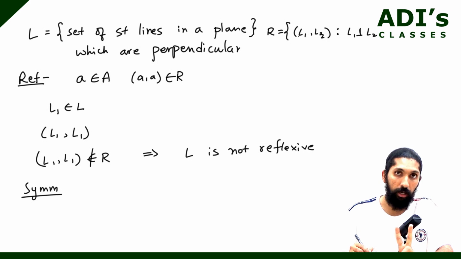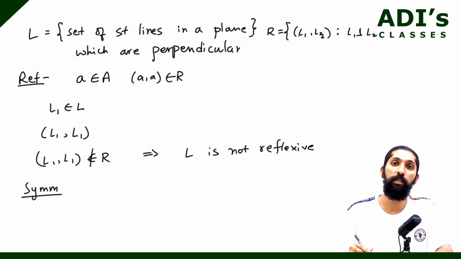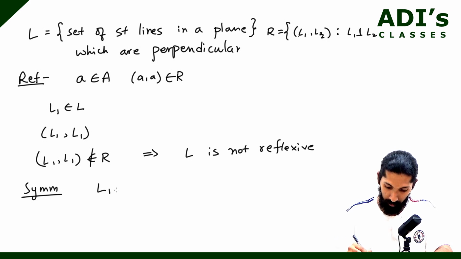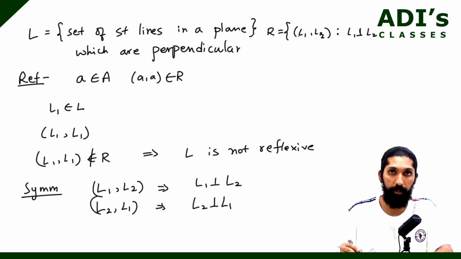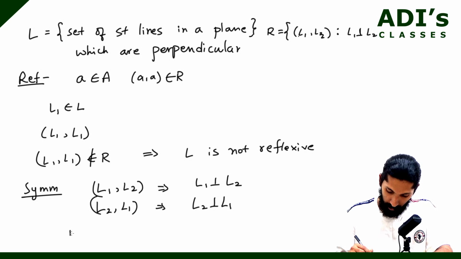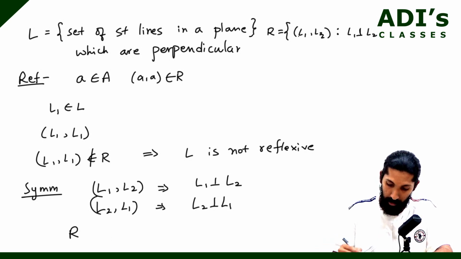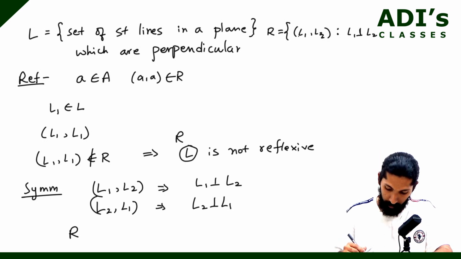Same thing if you do for symmetric. For symmetric we need two lines, L1 and L2, correct? If L1 is perpendicular to L2, then obviously L2 is perpendicular to L1, is it not? Very simple. So we can say that (L1, L2) implies L1 is perpendicular to L2, and (L2, L1) means L2 is perpendicular to L1. So this is definitely possible. So the relation is not reflexive, but R is symmetric.